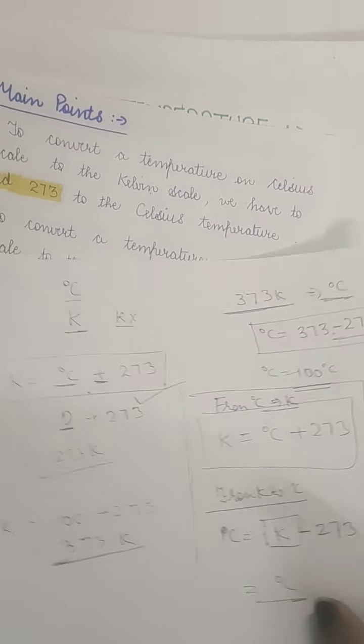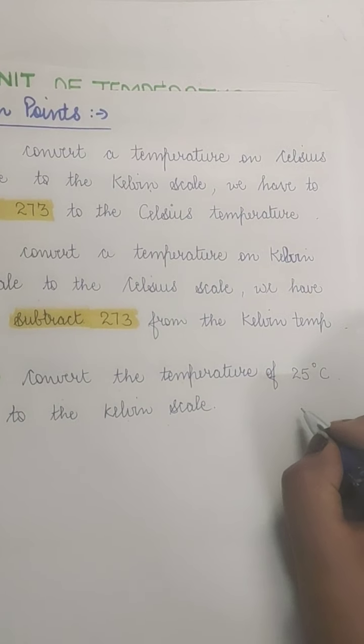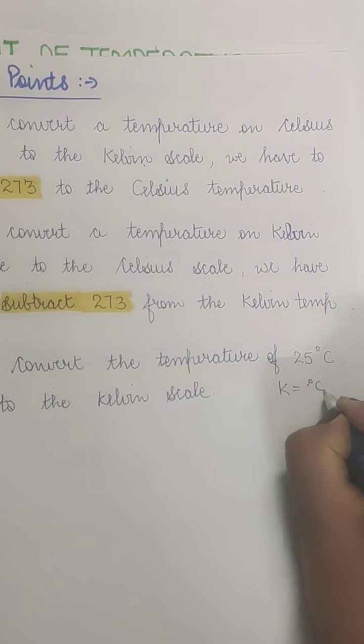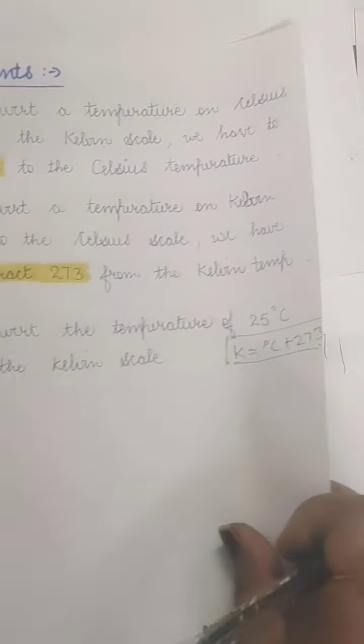Here I have written one question, so we will do this. Convert the temperature of 25 degrees C to the Kelvin scale. So here we have to convert our temperature from degree C to Kelvin. I've told you, we will just write the formula here: K equals degree C plus 273. So we'll do it according to this formula.